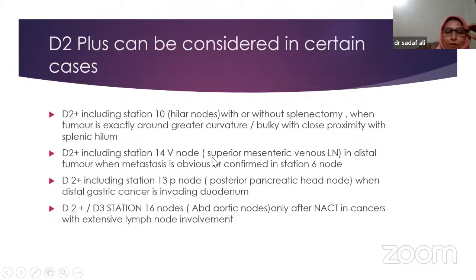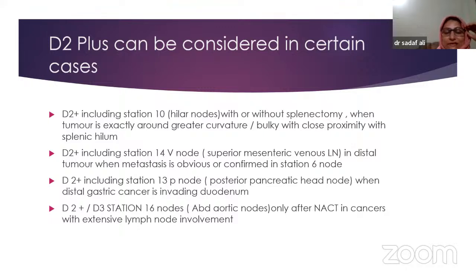Then you should think about removing the 14V lymph node, which is along the superior mesenteric vein. And if you have a duodenal invasion in distal gastric cancer, there are recommendations, though these are not standard recommendations or inclusion in guidelines, that you should take the lymph node which is 13P, which comes along the posterior side of the duodenum.